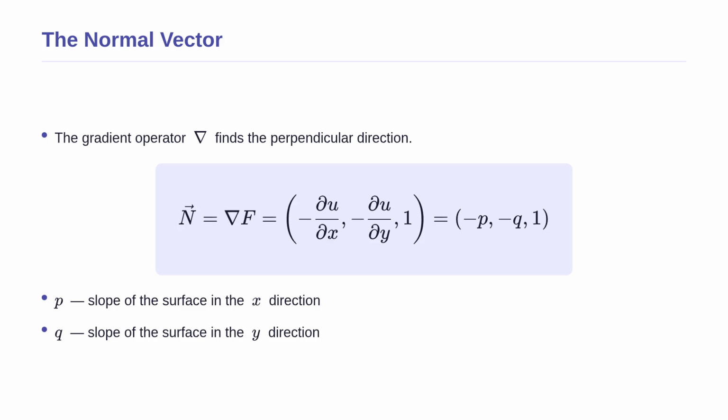This brings us to our first key formula. To find the direction pointing straight away from our surface, we use the gradient operator. The gradient calculates the steepest slope and always points perfectly perpendicular to the surface, creating what we call a normal vector. In standard PDE notation, we use the symbol lowercase p for the slope in the x direction and lowercase q for the slope in the y direction. The z component is simply 1. So our normal vector is negative p, negative q, and 1. If the slopes p or q increase, the normal vector tilts further away from the vertical axis.